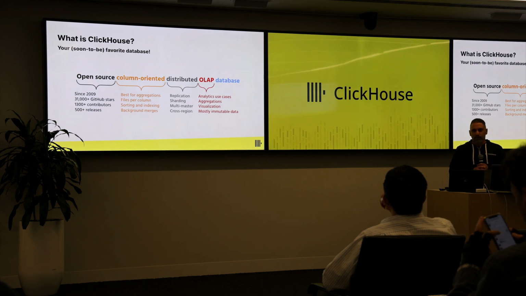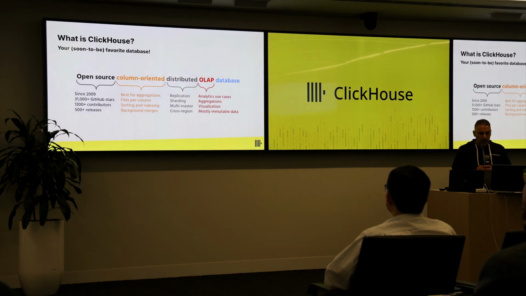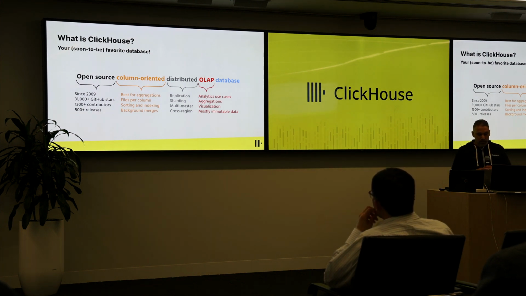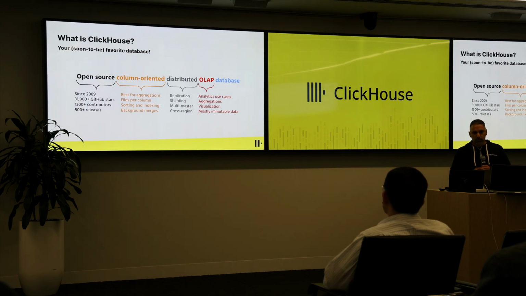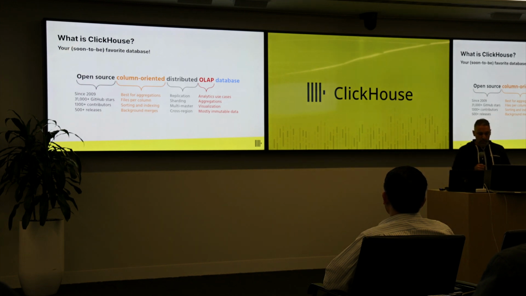So what is ClickHouse? ClickHouse was formed back in 2009, open source back in 2009, and it's been one of the fastest growing open source projects around, grown quite significantly. There's over 33,000 GitHub commits and stars on there when it comes to GitHub contributions and stars, and several releases have been released. So it's an open source product that was formed back in 2009.